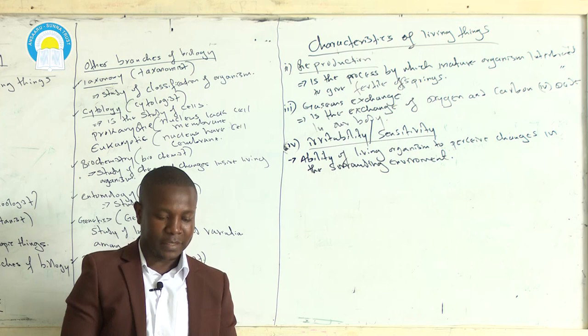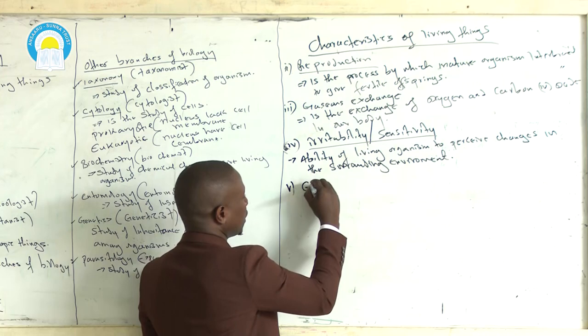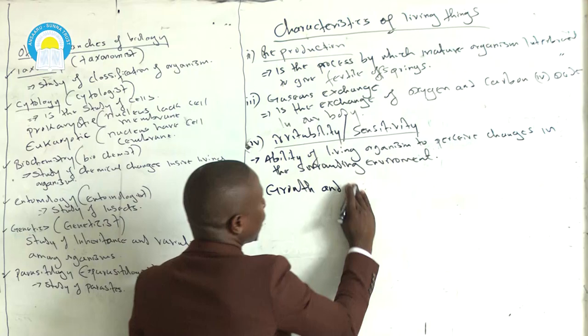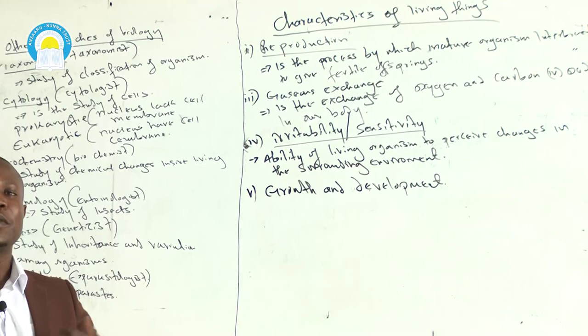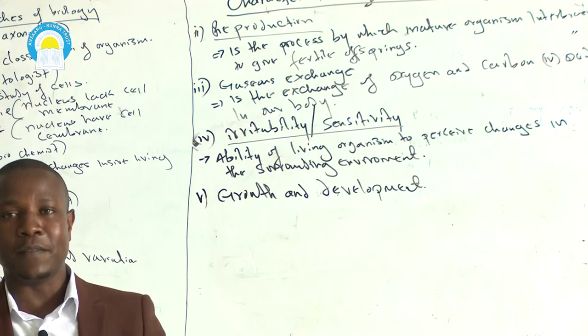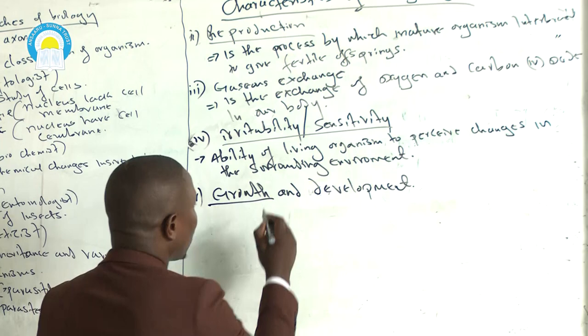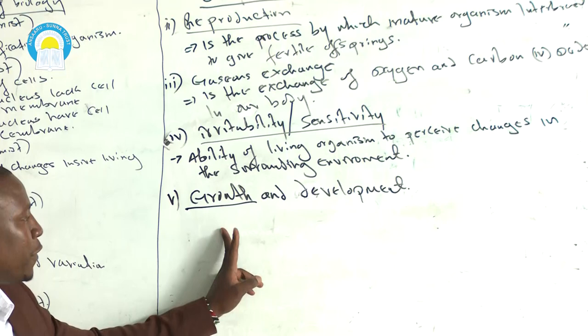Then you have growth and development, number five. In growth and development, we started with respiration, and we said it's the chemical breakdown of food to release energy. Now the food that you have taken is the one required for you to grow and develop. So growth is the increase in length of an organism. So if you grow from 1 foot to 5 feet, that is growth. And development is the increase in complexity.